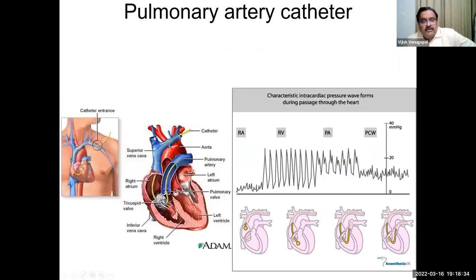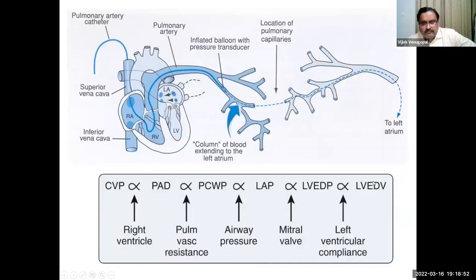And we all know that once the PA catheter is introduced into the right atrium, the balloon is inflated and you get the characteristic CVP trace. And once it enters the RV, there is an increase in the systolic blood pressure. And the moment it enters the PA, the diastolic blood pressures go up and then you get the wedge tracing. So what are we trying to measure with the pulmonary capillary wedge pressure? Well, it correlates to the left atrial pressure.